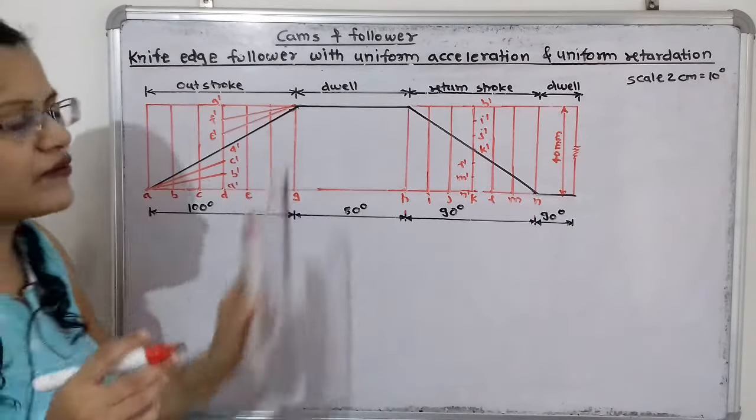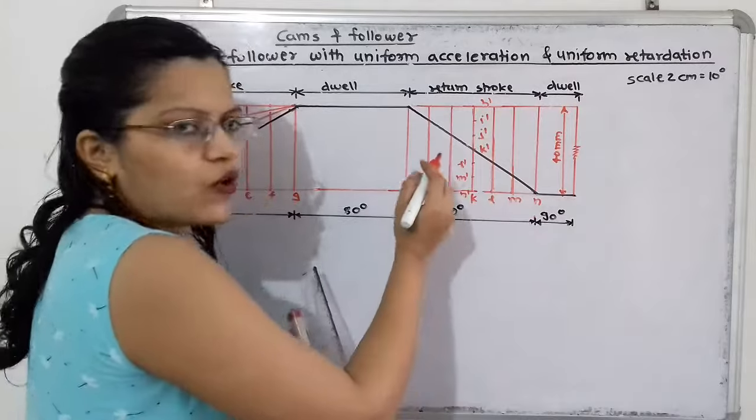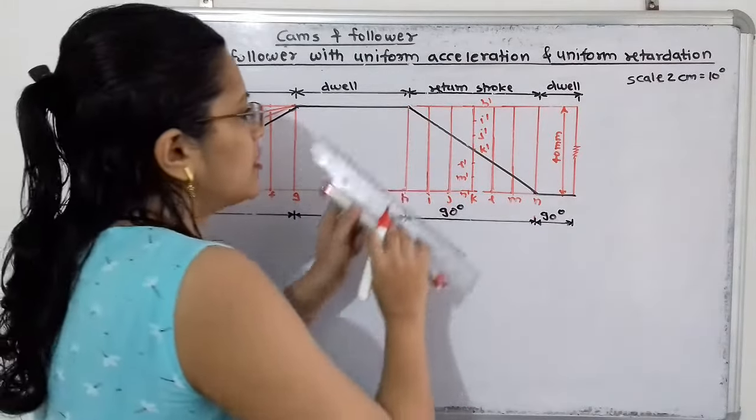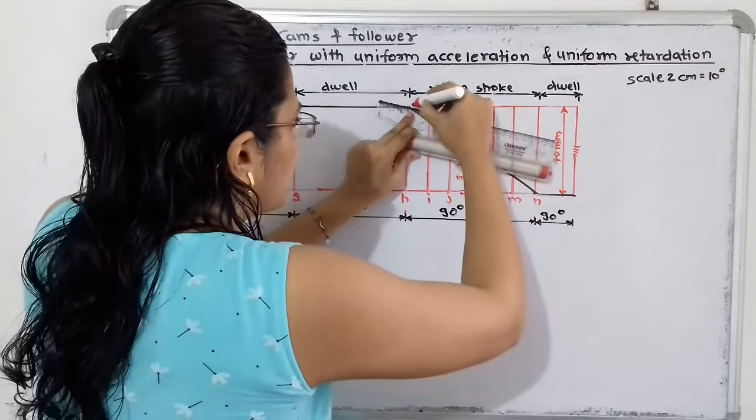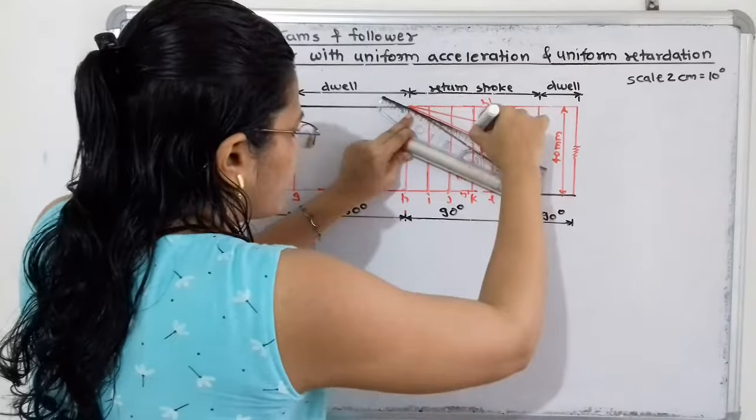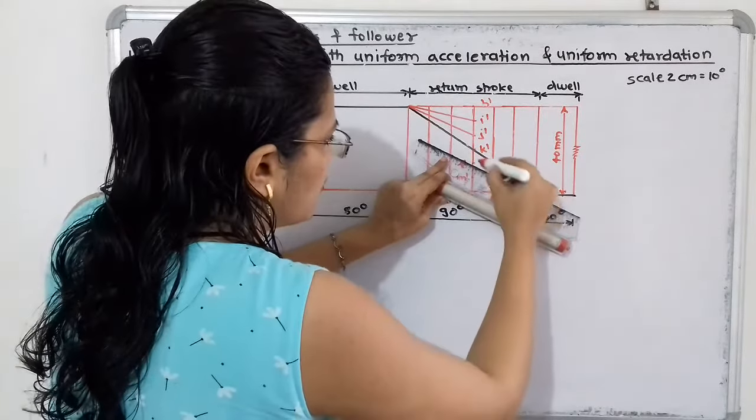Then in the same way we have to move for the next. So this is the upper section and this is the lower section. For this upper section on the return stroke we have to join this corner. So I will join here. Then in the same way for this lower section we have to join the opposite corner.